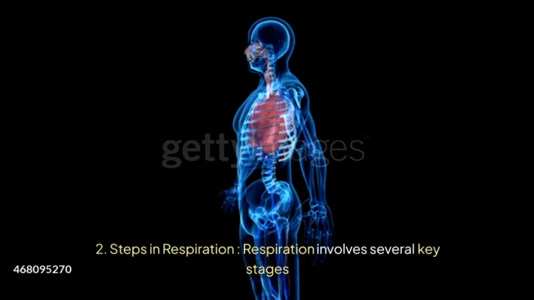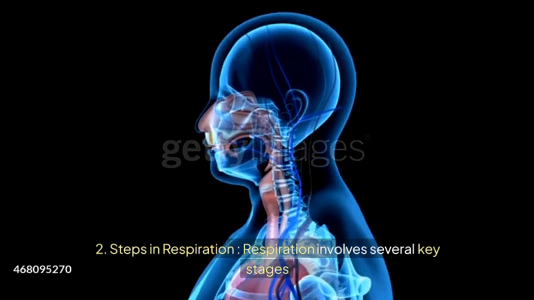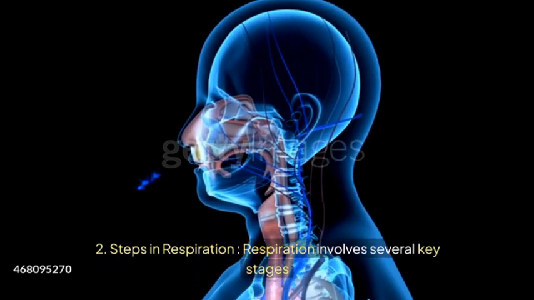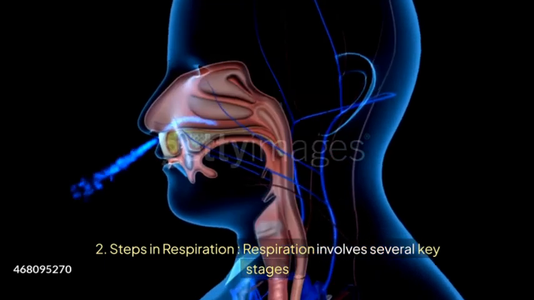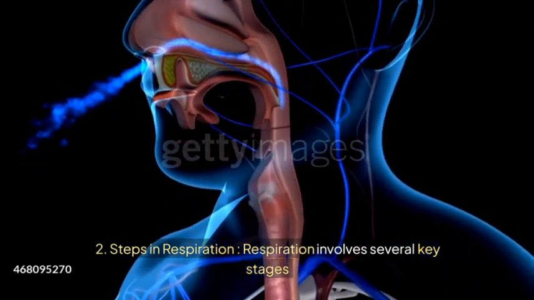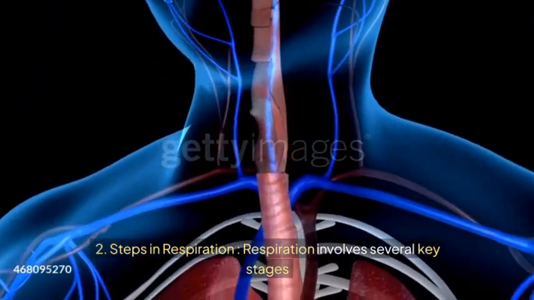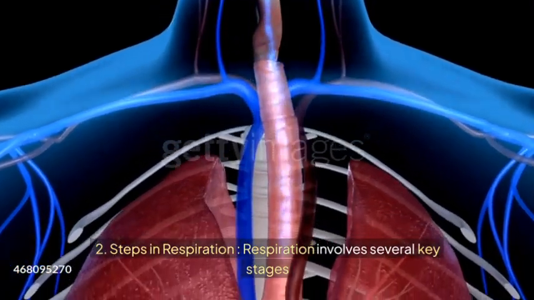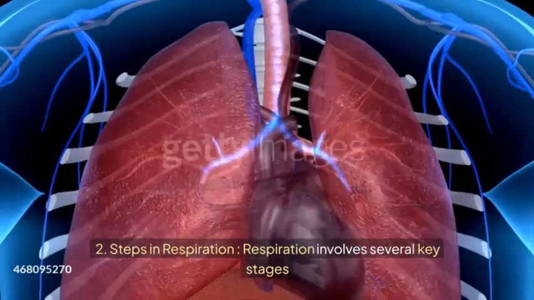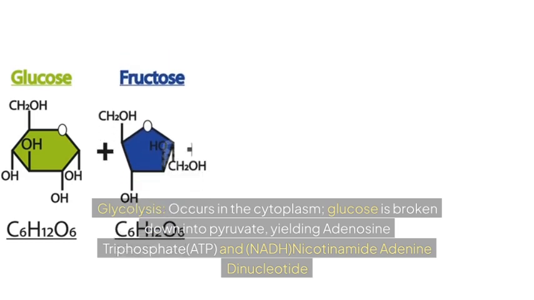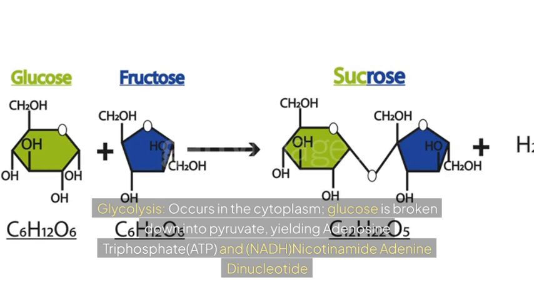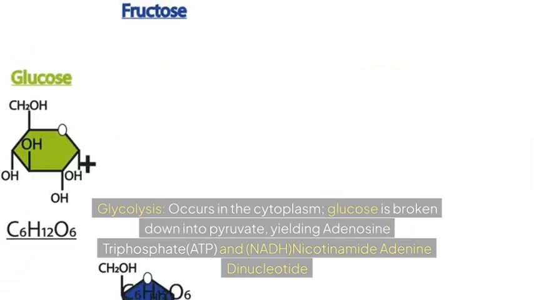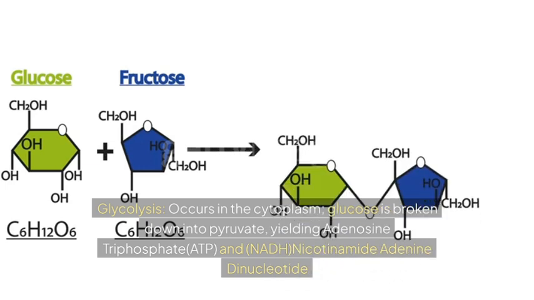2. Steps in respiration. Respiration involves several key stages. Glycolysis occurs in the cytoplasm. Glucose is broken down into pyruvate, yielding adenosine triphosphate (ATP) and NADH (nicotinamide adenine dinucleotide).